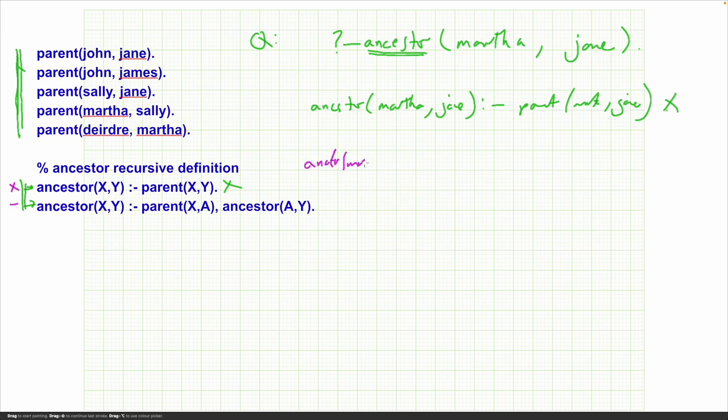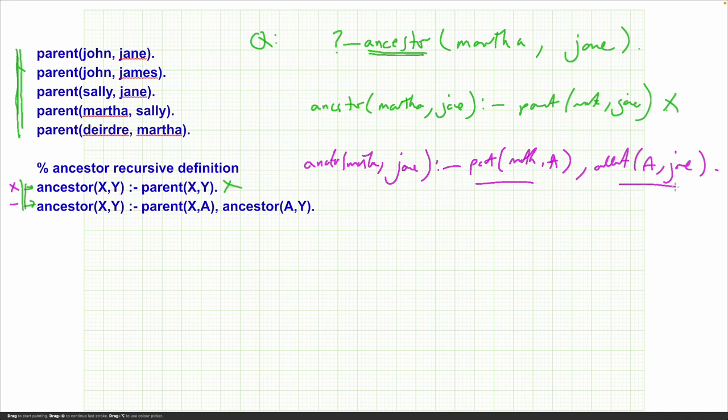Ancestor Martha Jane is true if parent Martha of somebody is true and ancestor A Jane is true. That somebody is the same A. So this has turned into two goals that have to be true in order for ancestor Martha Jane to be true. So we then have to work left to right. The first one is parent Martha A.